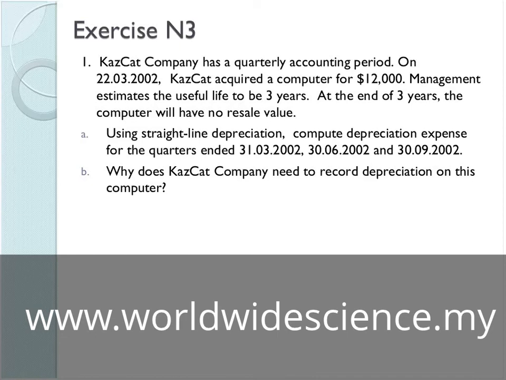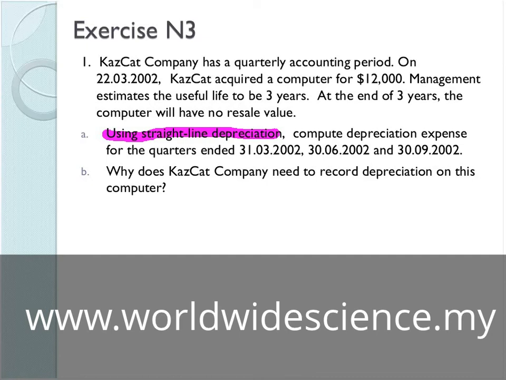First question, they assign for you: using straight line depreciation, compute the depreciation expense for the quarters ended 31st of March, the 30th of June, and the 30th of September. The 3 quarters are given to you. And question B is: why does Cascade Company need to record the depreciation on this computer? So here is your assignment, just a simple one.